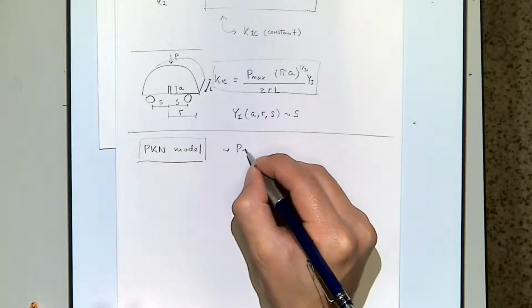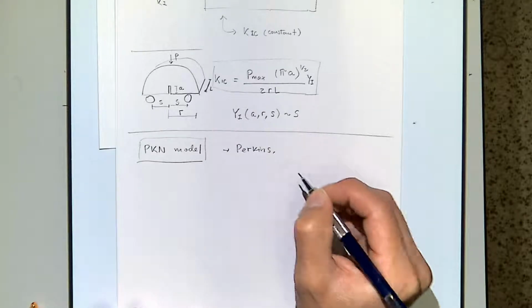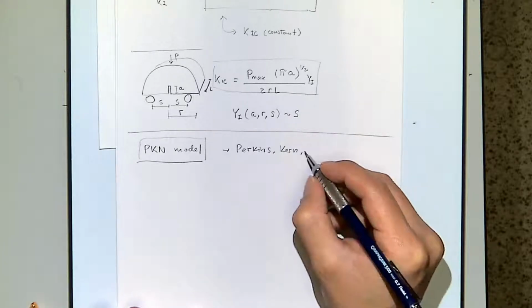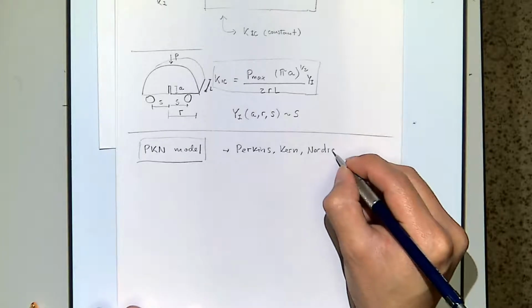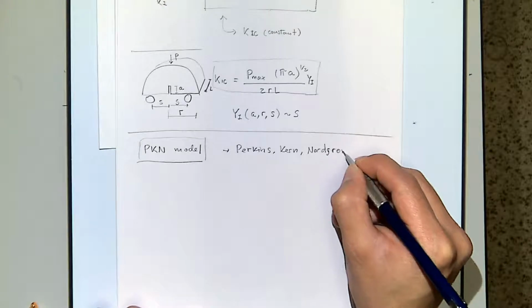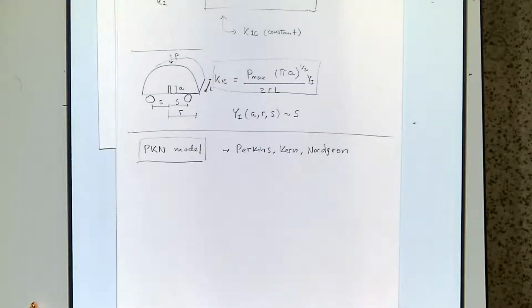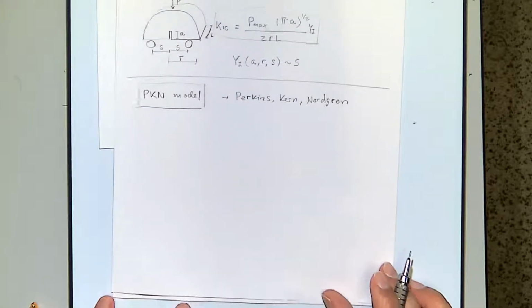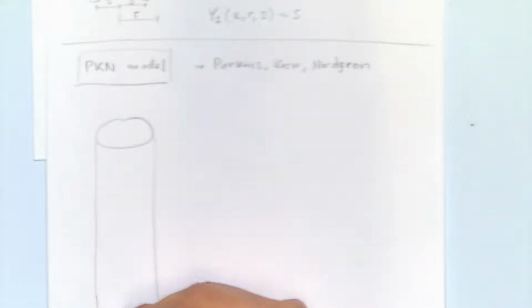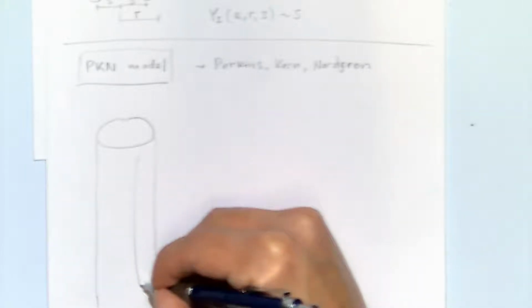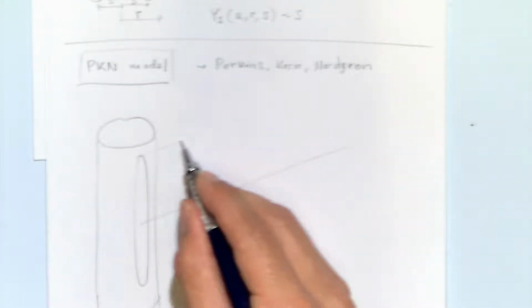It's called PKN because these are the initials of three guys that did a lot of work in hydraulic fracturing. And in this model, we're assuming that we have a fracture geometry that extends from the wellbore. This is a vertical wellbore. Extends from the wellbore with the shape of an ellipse. So here I'm just drawing one wing of the fracture.